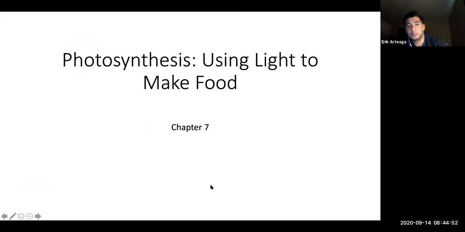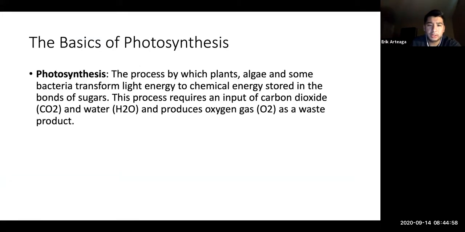All right, so chapter 7, photosynthesis: using light to make food. Photosynthesis is the process by which plants, algae, and some bacteria transform light energy to chemical energy stored in bonds of sugars, right? This process requires an input of carbon dioxide, CO2, and water, H2O, and produces oxygen gas as a waste product, all right?